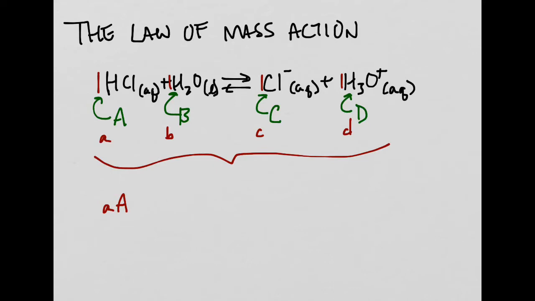And let me change the A to a green A just to keep this consistent. And then we're going to have b with capital B. We'll have the reversible reaction, the double arrow, going on here. c with a capital C. And lastly d with a capital D.